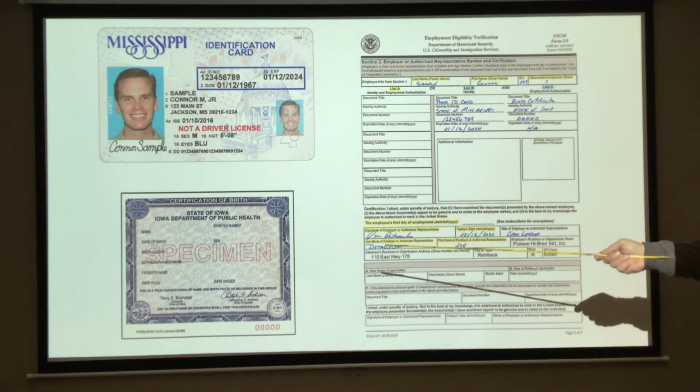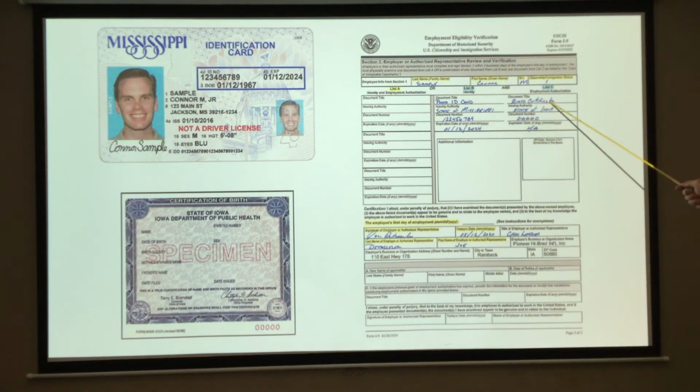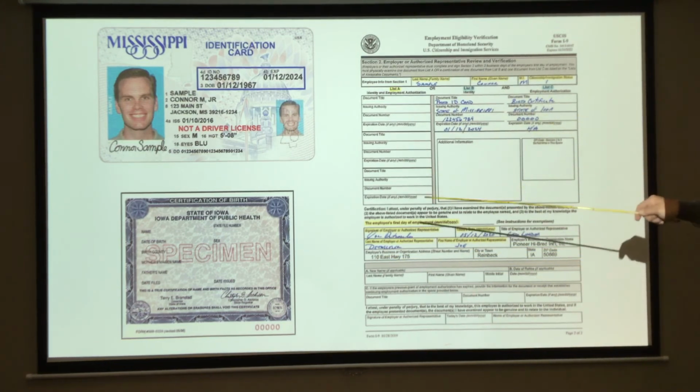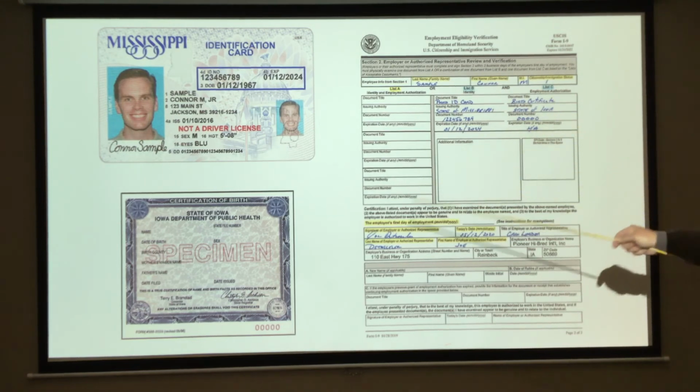Now in this case, he provided a birth certificate. So we're going to write over here, birth certificate, issuing authority is the state of Iowa. Document number, which you'll find in the bottom right hand corner, in this case is 5 zeros. Expiration date is NA. And then follow the same process down below.